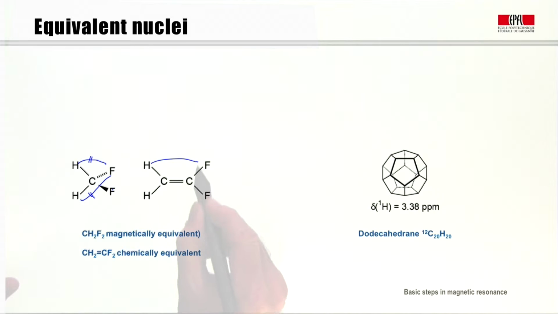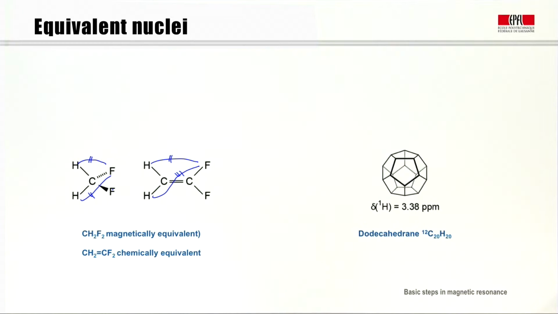But this is not so for these two here. If we look at this coupling here, which is a cis coupling, it's of different magnitude, or perhaps even a different sign, from this long-range coupling here, the trans coupling. So this is distinct from this. And therefore, there are two different cases.